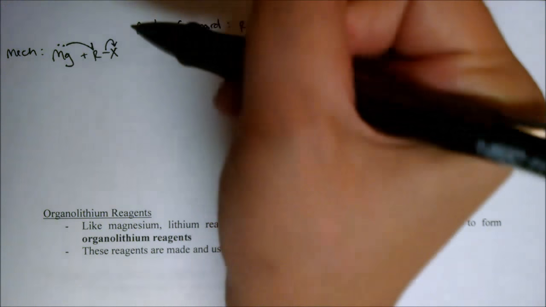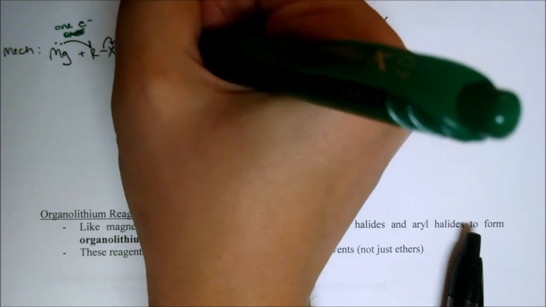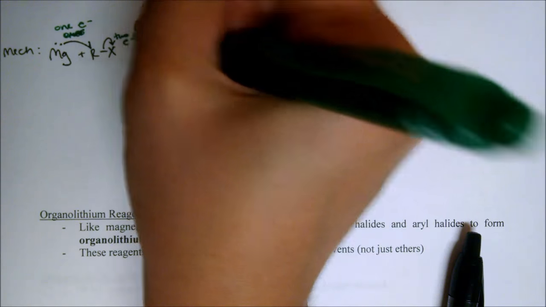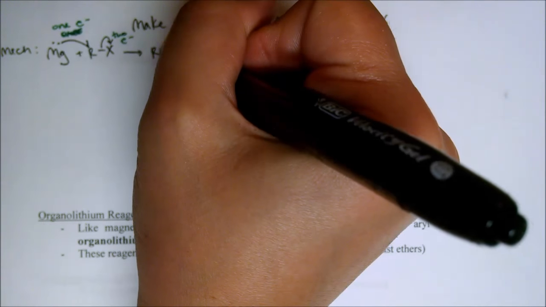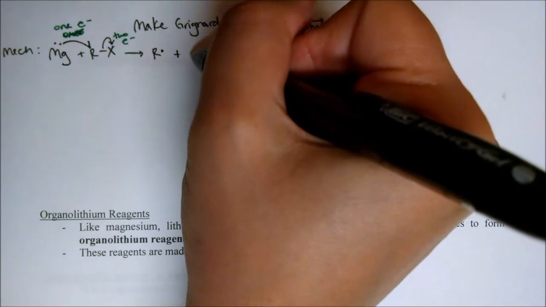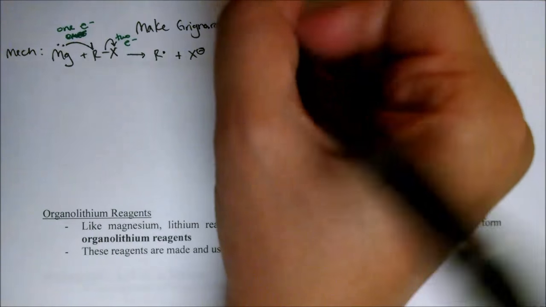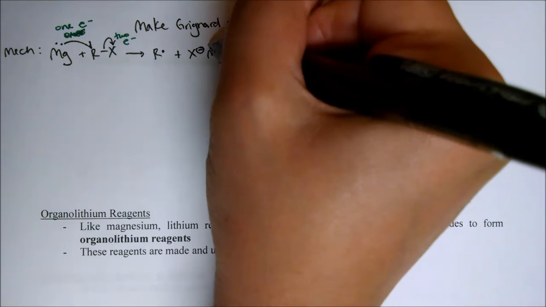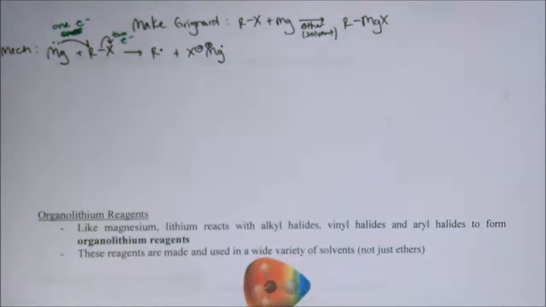We lose 2 electrons. So we move 1 electron here, but we can't expand carbon's octet, and so we move 2 electrons onto the halide. And the halide leaves to give us R dot plus X minus. And since we lost an electron from magnesium, it also coordinates to the halide, because it's got a plus charge, but it still has its one valence electron left over.